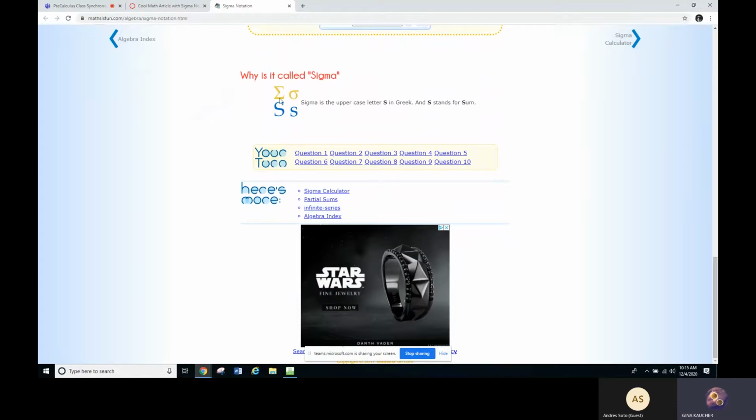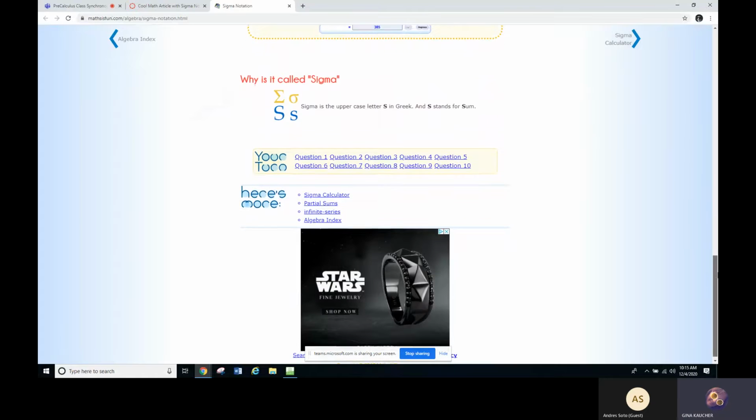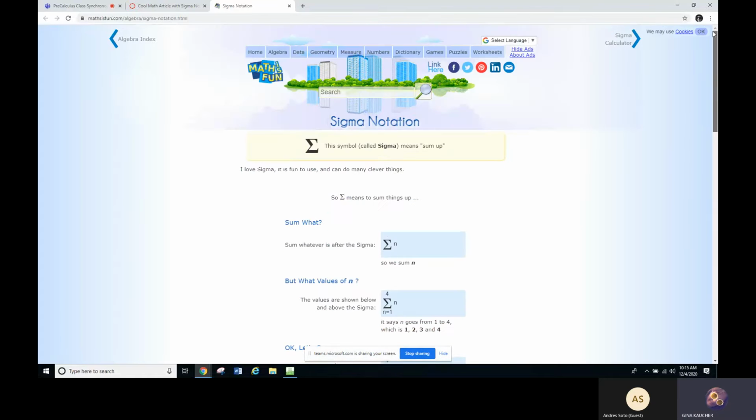And so there we go. Sigma is S in Greek, and they make it like that. You've seen that a lot, a sigma, delta, whatever, for fraternities and sororities and stuff, I'm sure.